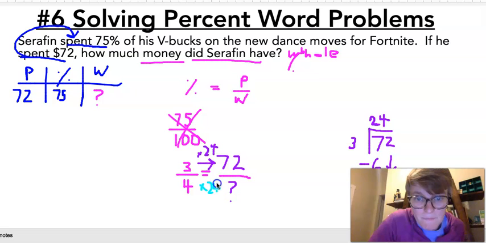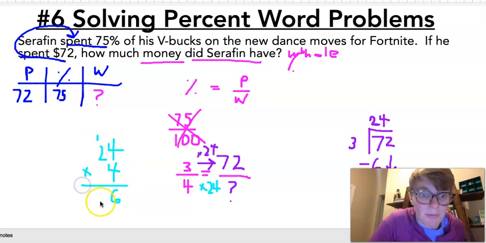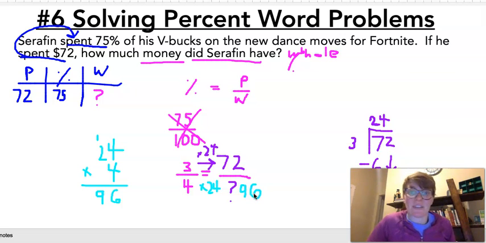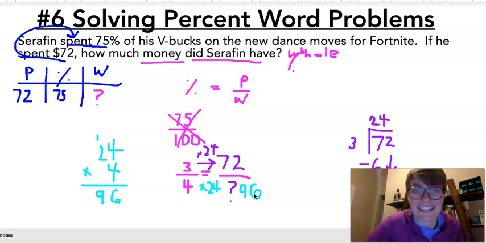Okay. When I do that, it's 24 times 4 because each of those 4s is worth 24. And when I do that, I get 16, regroup the 1. 4 times 2 is 8 plus 1 more is 96. So when I read this problem again, I'm saying Seraphine spent 75% of his V-Bucks, or 3/4 of his money, on Fortnite moves. He spent 72 on that. He's got to have more money than that because he didn't spend all his money. His total amount of money is 96.